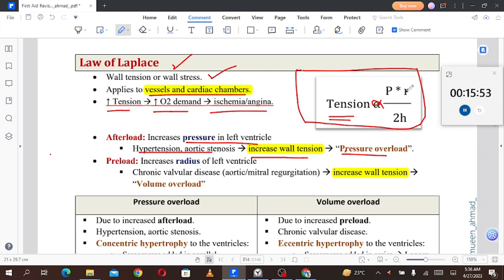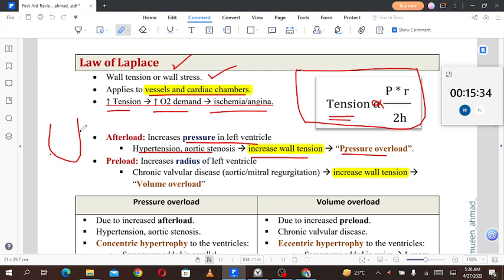Okay, so we are saying that there is hypertension, and due to hypertension or maybe aortic stenosis, the walls have to contract higher. What is the meaning of tension? The tension can be taken in either direction. Like there is blood inside the heart, and the walls have to pump this blood outside.